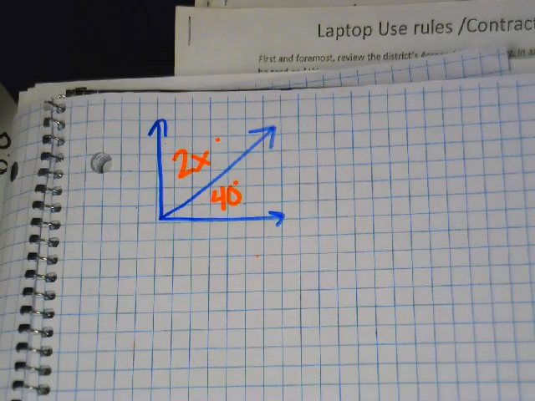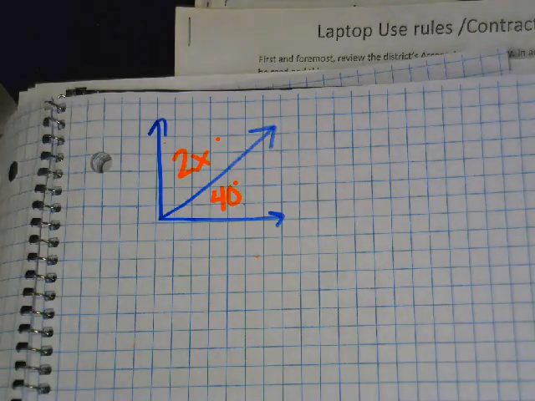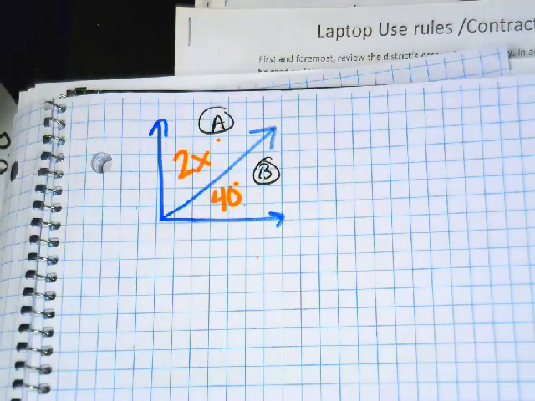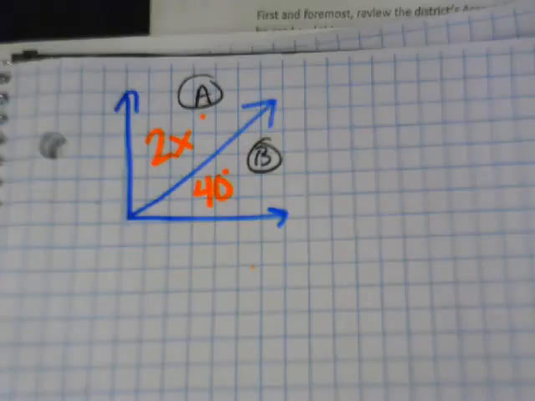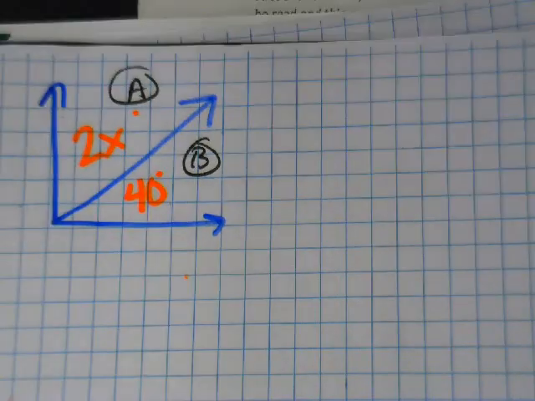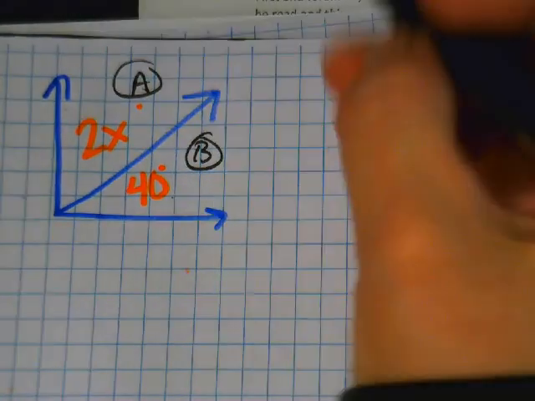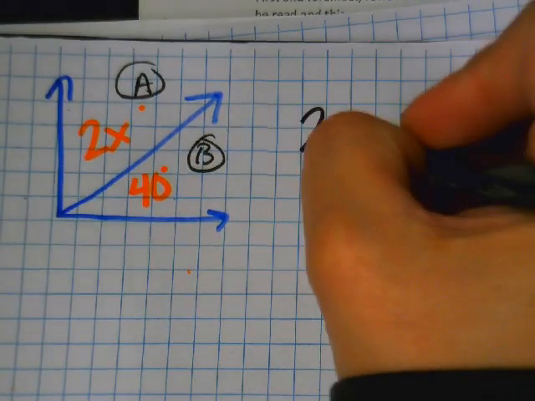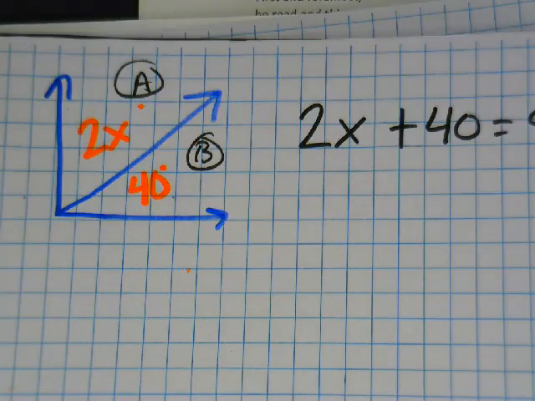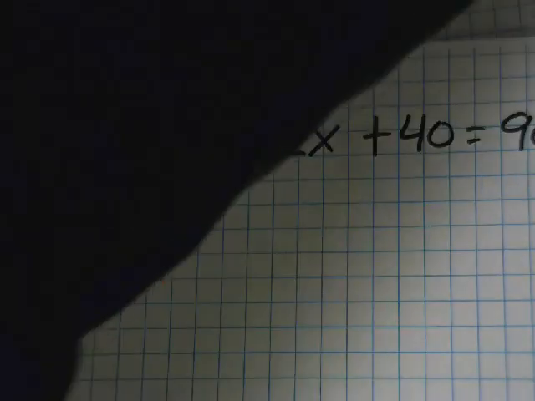2x. So this is angle A and angle B. What do we know about angle A and angle B? So when you add them together, what are they supposed to equal? 90. 40 equals 90. This one should actually be easier than the one we just did.